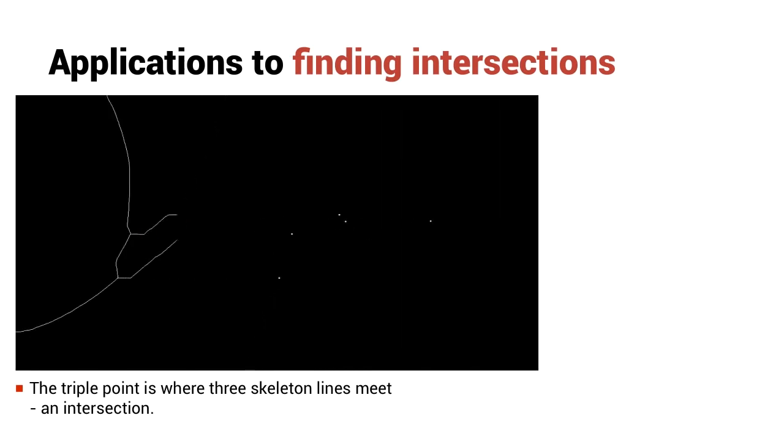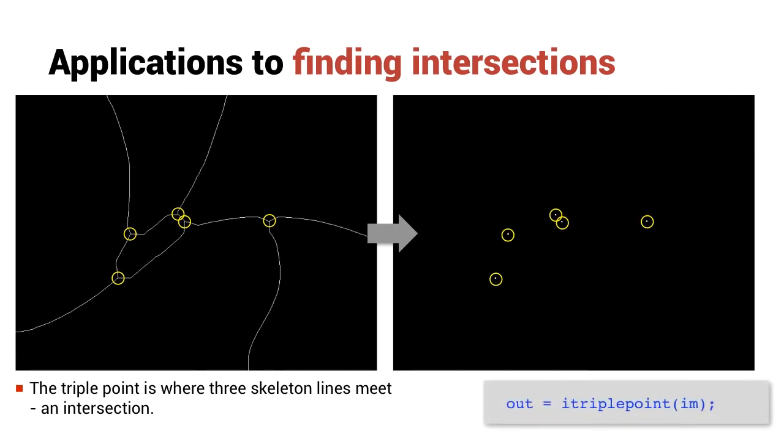And again, we can perform this function using the hit and miss transform. In the right-hand image, we see the 5 intersection points highlighted, and each of these is just a single pixel. The pixel is set at the coordinate where those 3 line segments meet. And we can compute this intersection using the toolbox function iTriplePoint. The input is a binary image that contains a single pixel wide skeleton type image. Once again, this triple point function is quite slow to execute because the hit and miss transforms have to be executed iteratively until there are only these few isolated pixels remaining.